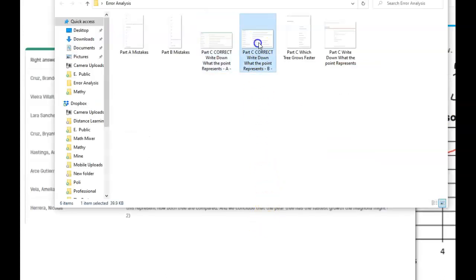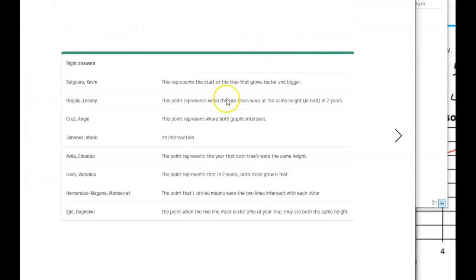So part C, correct. And this is for Group B. So for Group B, let's take a look. Kevin Saguero, I hope I said that right. This represents the start of the tree that grows faster and bigger. Yes, now, would I have loved for you to say it a little differently? Yeah, but I see where you're coming from. Leilani, this point represents when the two trees were at the same height in feet in 2 years. Nicely done, young lady.